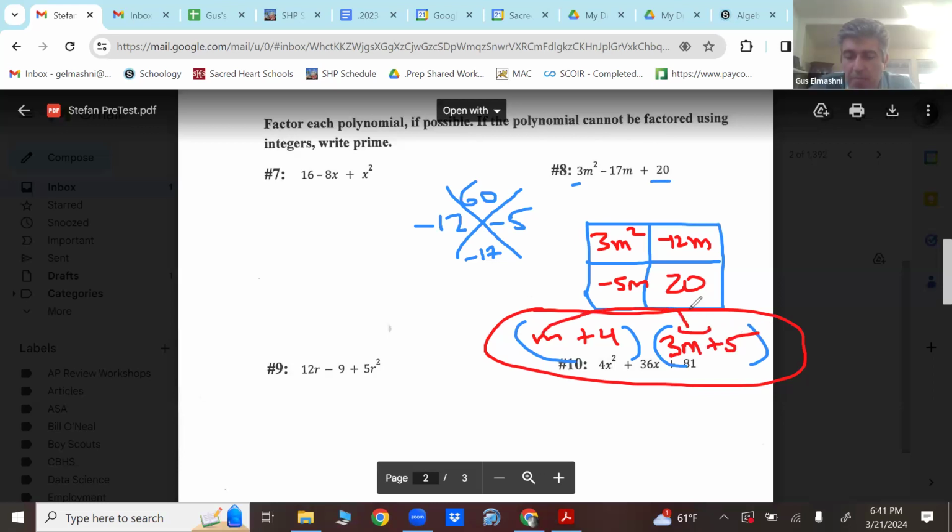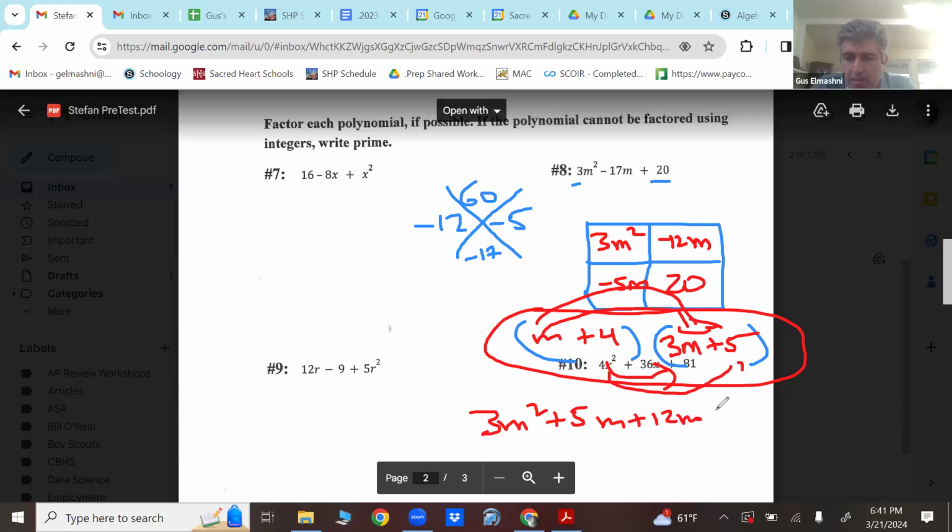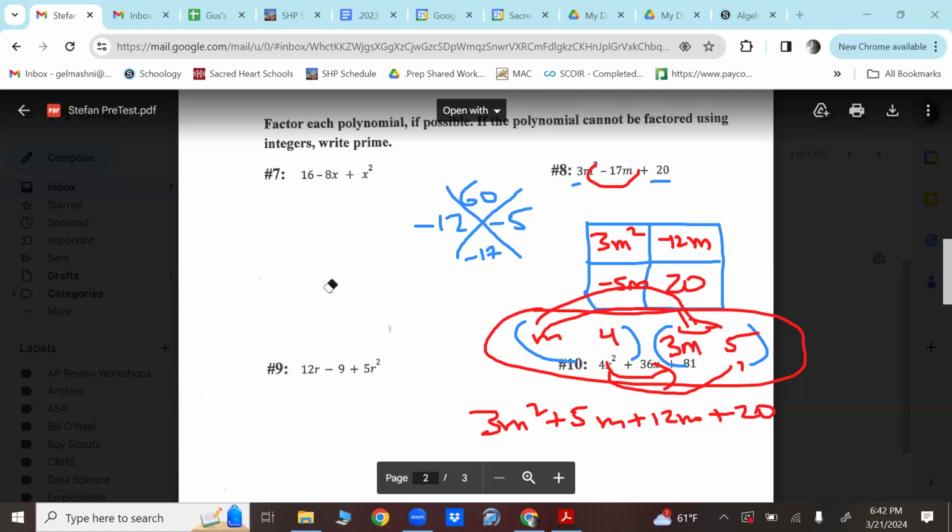What's m times 3m? It's 3m squared. Okay, what's m times positive 5? 5m. What's 4 times 3m? 12m. Oh, it's 4 times 5, 20. That's what we like. No, you don't, because you want negative 17 and positive 17. You see the mistake you made. Those should be minuses.